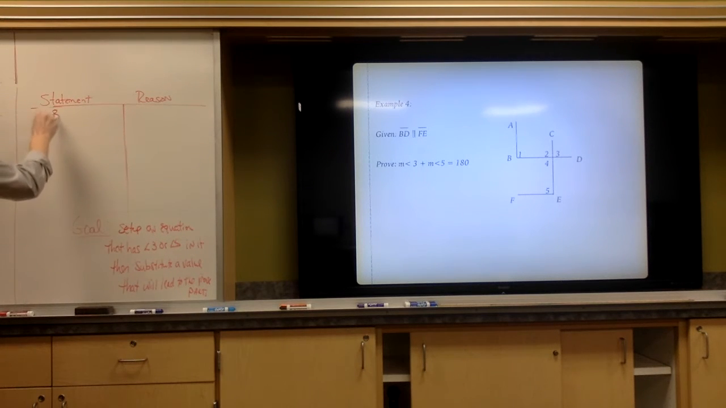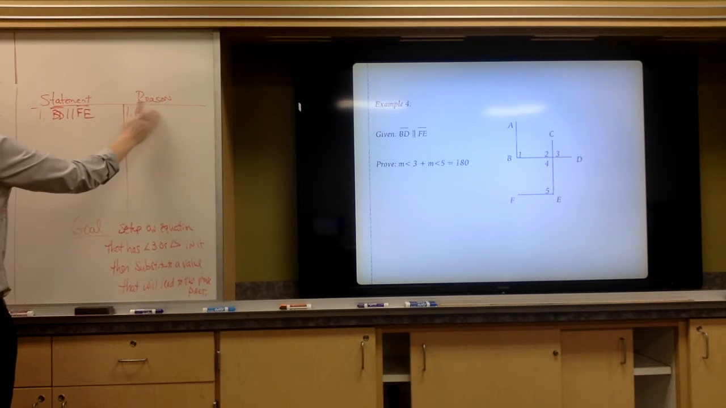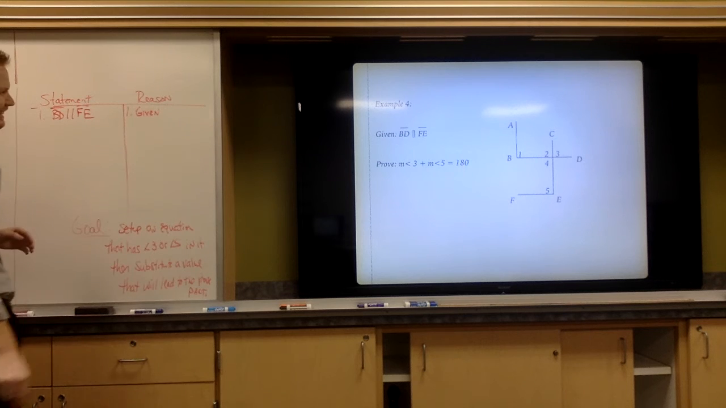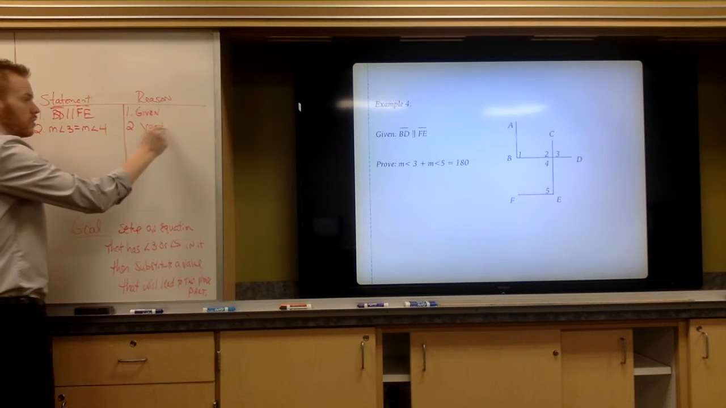So my first step is to still list that these two lines are parallel. So that's what's in the given information. I can't spell. There we go. All right, second step. Okay, I'm going to make the statement that the measurement of angle 3 equals the measurement of angle 4. And that's because they are vertical angles.